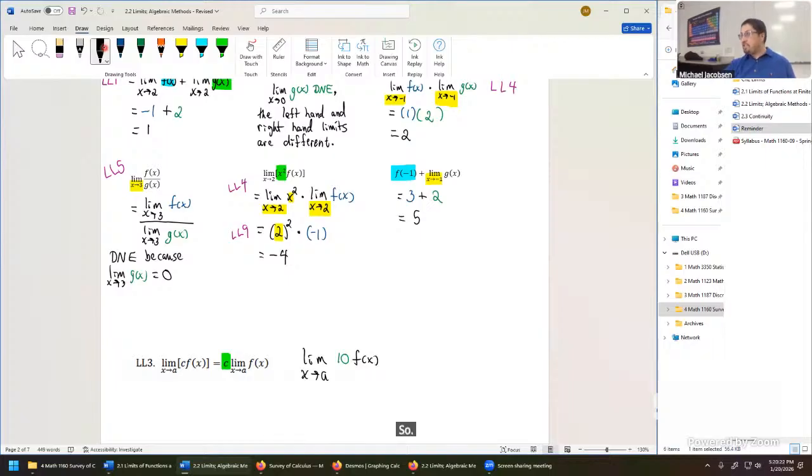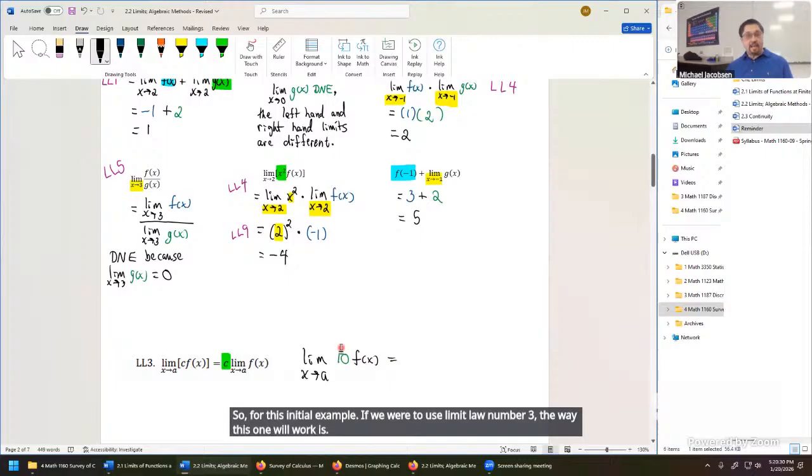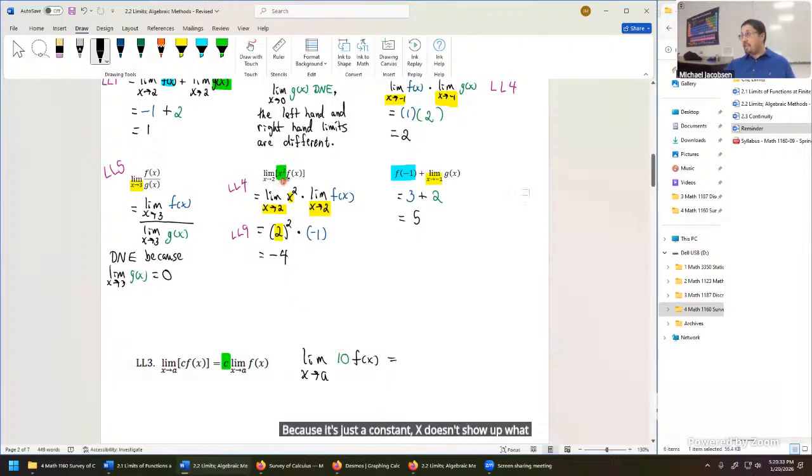So for this additional example, if we were to use limit law number 3, the way this one will work is, because it's just a constant, x doesn't show up whatsoever. Here it was a bona fide function, so we had to use limit law 4 instead. But the constant says through limit law 3, this is 10 times the limit as x tends towards, I put a there, but I actually want the same value as the fifth example. Let's put 2, so it's the same as before, of f of x.